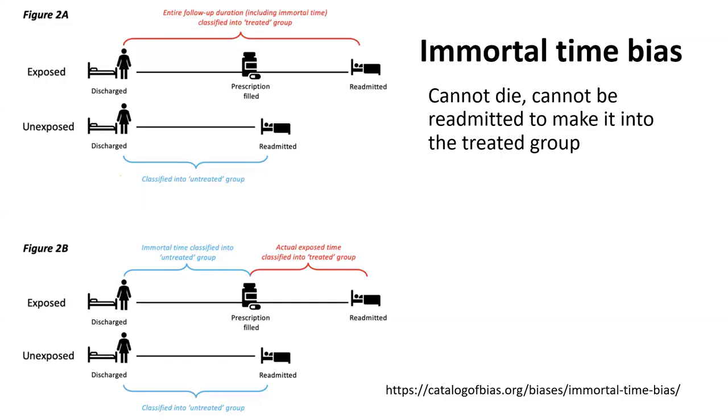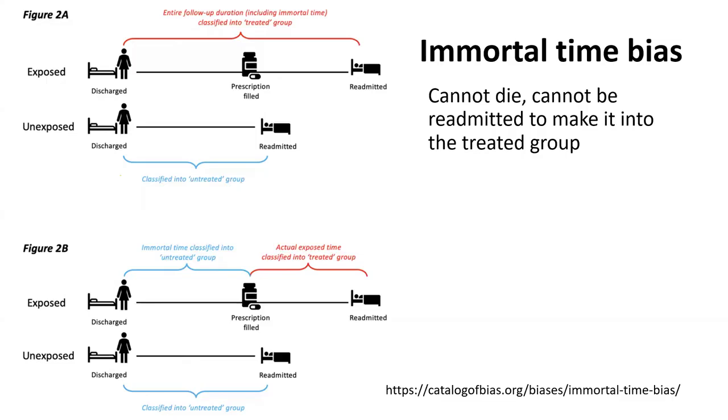One group is not given any medication, and you are seeing how many of the patients in both the groups are readmitted. But the people who have been given the prescription do not go to the medical stores immediately after discharge. There is some time before they go and get the medicines which have been prescribed. Now, if you consider all those who have been given the medicine as the exposed group and those who have not been given the medicine as the unexposed group, you are committing this immortal time bias.